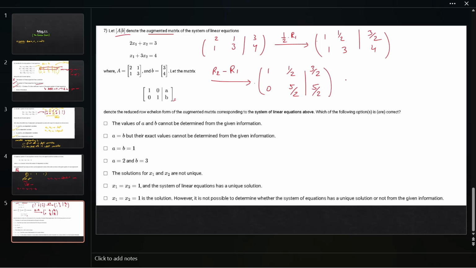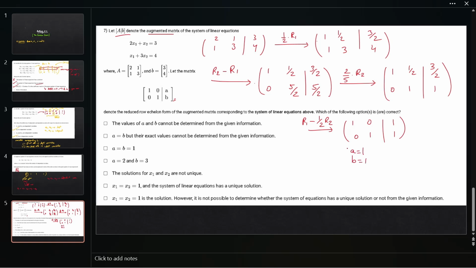Okay. The next operation that we are going to do here is 2 by 5 times R2. So what it will do, it will make it 1, 1 by 2, 3 by 2, and this will become 0, 1, 1. And then we are left with just one more operation, that is R1 minus half of R2. R1 minus half of R2. That would give us 1, 0, 3 by 2 minus 1 by 2 is 2 by 2, which is 1. It is 1, 0, 1. So A and B are 1. A equal to 1 and B equal to 1.